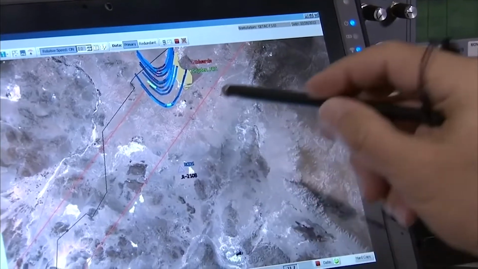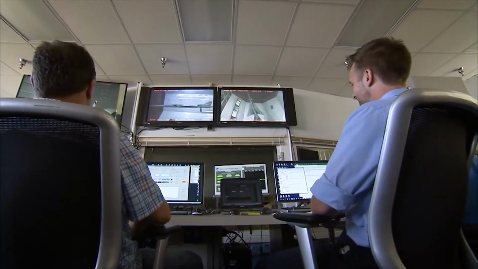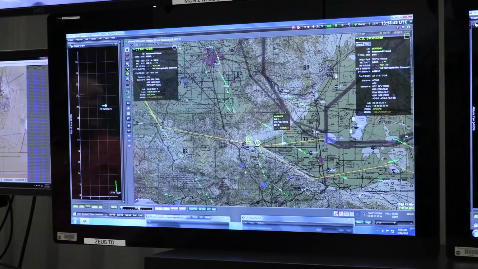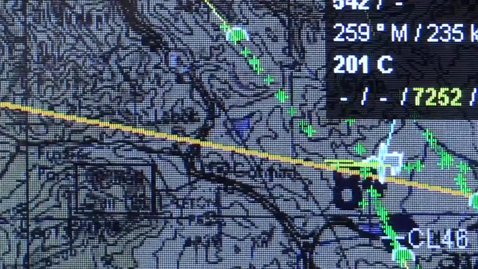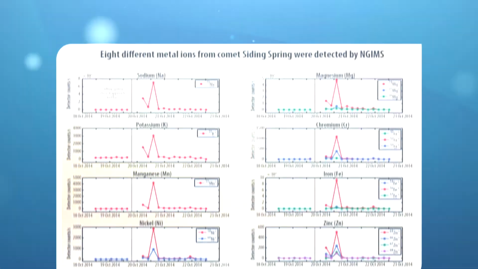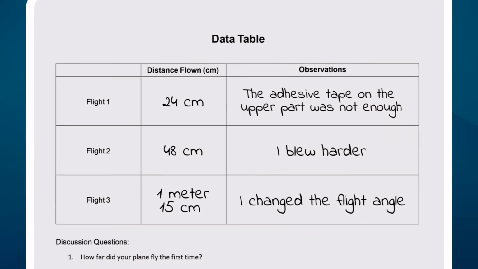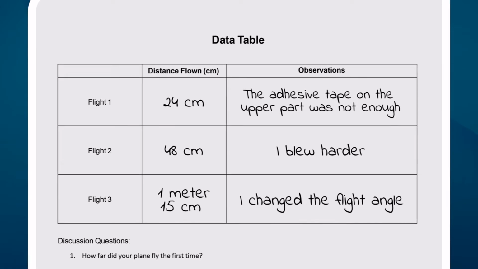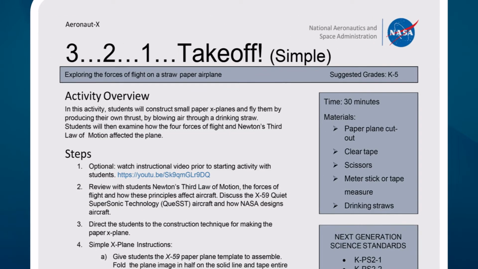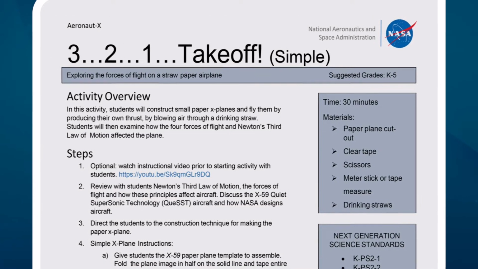Demonstrations. Remember that when we carry out scientific research, information that needs to be analyzed with the purpose of obtaining a result is generated. For this, scientists and engineers use data analysis and interpretation, and tools such as tables, graphics, and statistical analysis. Now, I invite you to perform the activity 3, 2, 1, take off. You can ask an adult to help you.